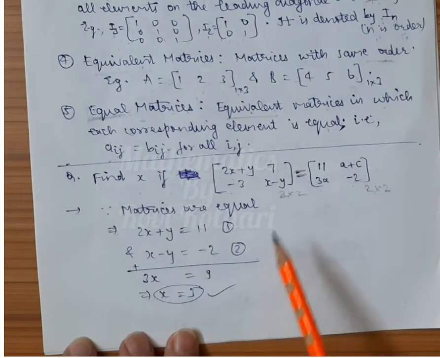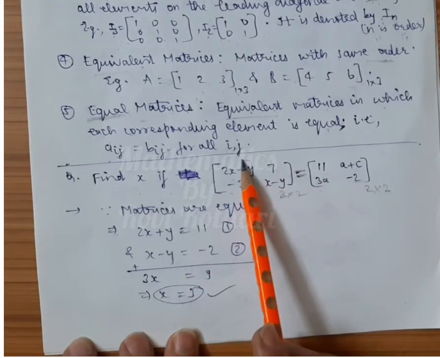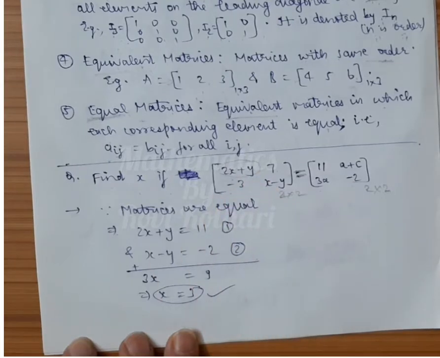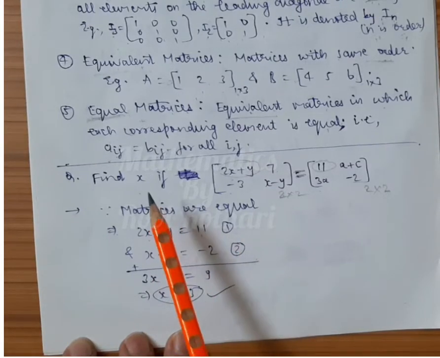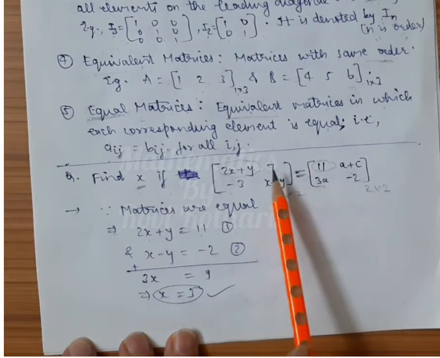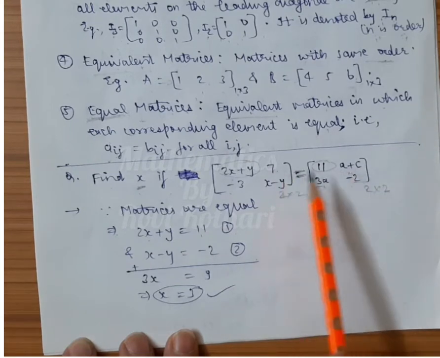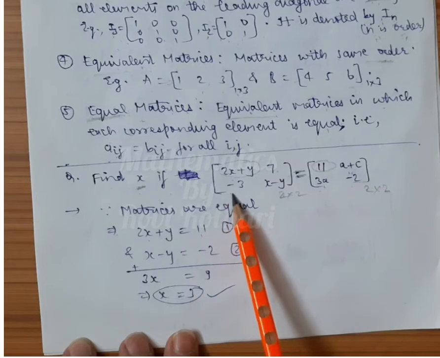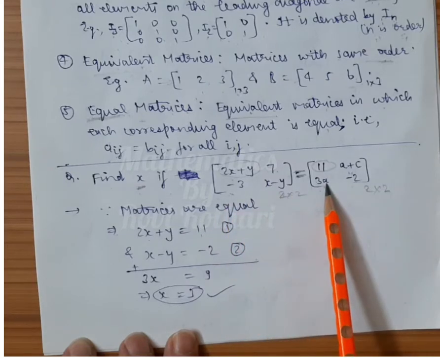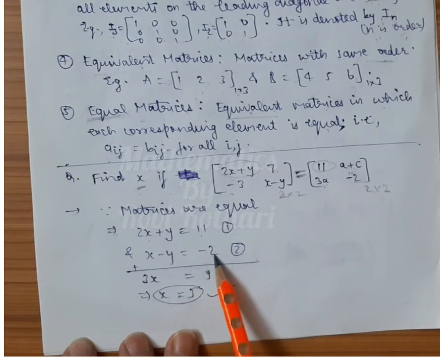And if these are equal matrices, their corresponding elements should be equal. What do we mean by corresponding elements? A11 is the first element here and B11 is the first element here. They should be equal. So I must have 2x plus y equal to 11. That's my first equation. Remember, I just have to get the value of x. So am I interested in A and C? No. So I will not write that 7 is equal to A plus C, because that is not what is required. Although 7 is equal to A plus C. What about minus 3? Minus 3 is equal to 3A. But I am not interested in that. x minus y is equal to what? Minus 2. So my second equation is x minus y equal to minus 2.